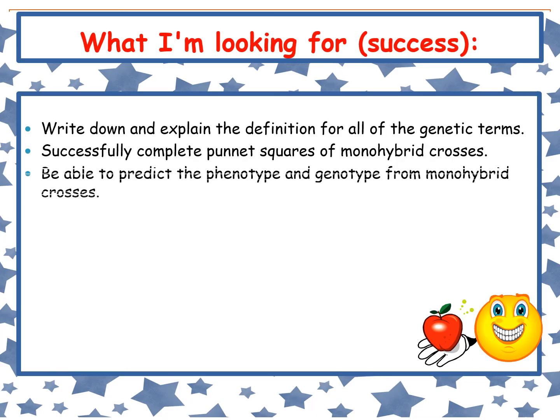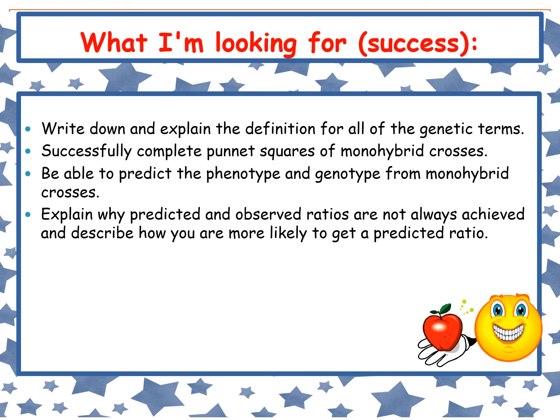We have now come to the end of the lesson. So you should now be able to write down and explain the definition of all of the genetic terms that were said at the start. You need to be able to successfully complete Punnett squares of monohybrid crosses, be able to predict phenotypes and genotypes from monohybrid crosses, explain why predicted and observed ratios are not always achieved, and describe how you are more likely to get a predicted ratio. Well done if you can confidently do all of that. If you can't, then you might need to watch the video again.